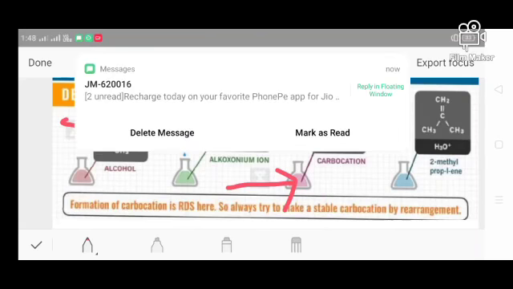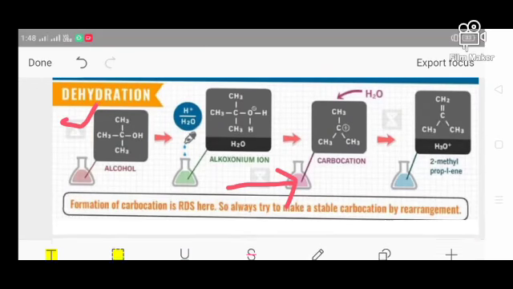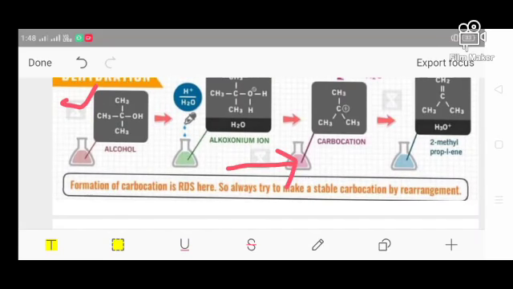Then after that, the carbocation undergoes hydration, that means the addition of water, and it becomes 2 methyl prop 1 ene. Okay, propene. This is the general idea about the chemical reaction of an alcohol. The formation of carbocation is the RDS here, so try to make a stable carbocation by rearrangement. So generally the alcohol after dehydration forms the carbocation, and the carbocation while getting hydrated forms 2-methyl propylene.